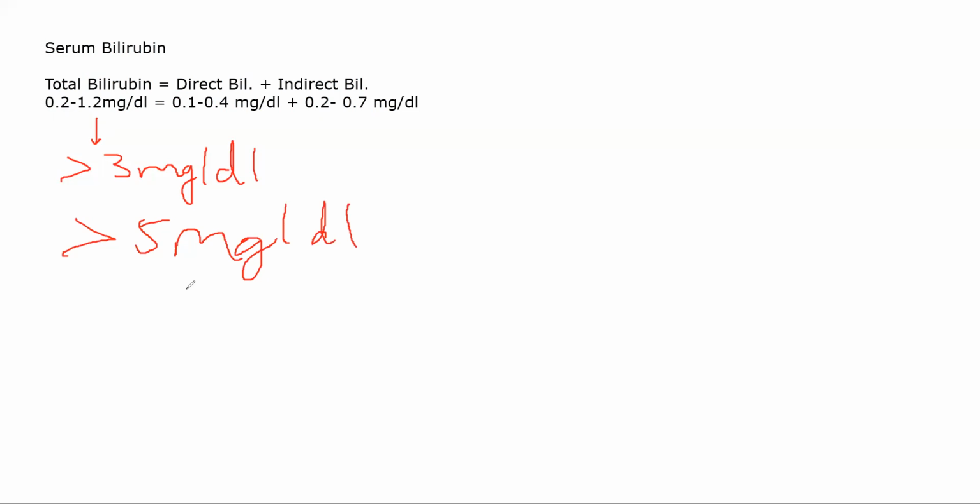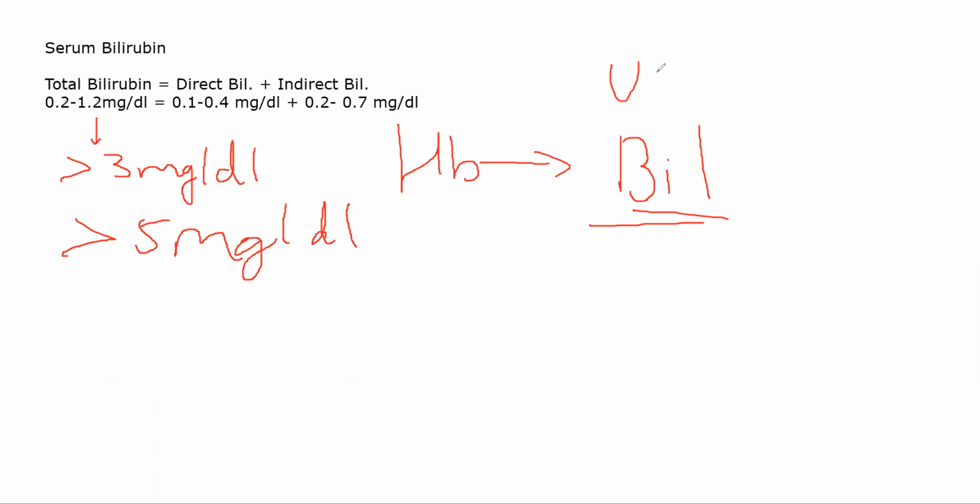In jaundice, generally total bilirubin is increased and conjugated bilirubin might be increased. Now, to throw bilirubin out, your body converts hemoglobin into bilirubin. This particular bilirubin is called unconjugated bilirubin.